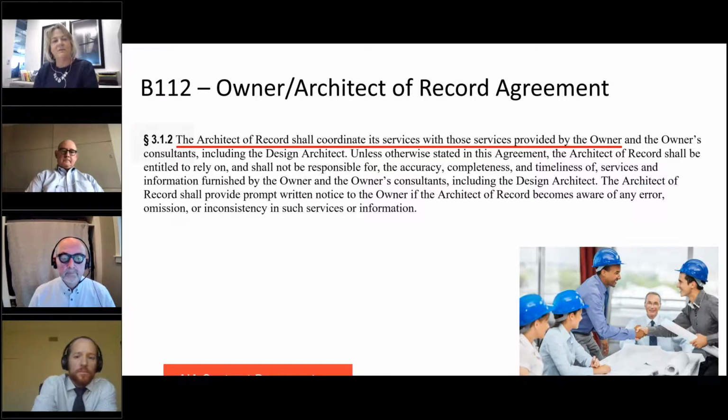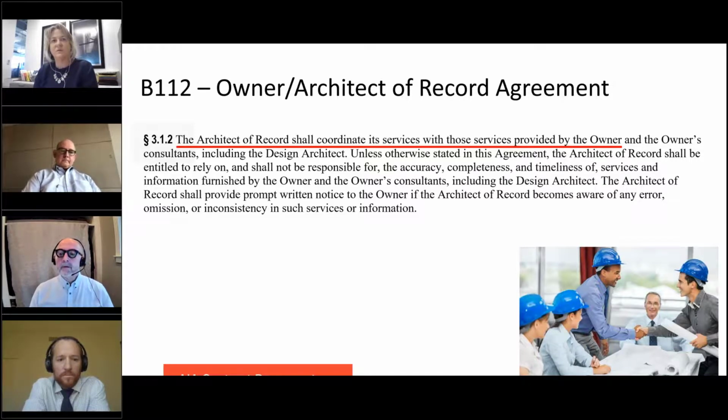So in the AIA B111 and the B112, we wanted to put together language that we could use to help provide the owner and architect direction in those situations. These agreements both provide that neither architect has sole responsibility for coordination. The language you're seeing there is from the Architect of Record Agreement, but the language in the Design Architect Agreement is very similar, and both architects have a duty to the owner to coordinate their services with those services provided by the owner and the owner's consultants.